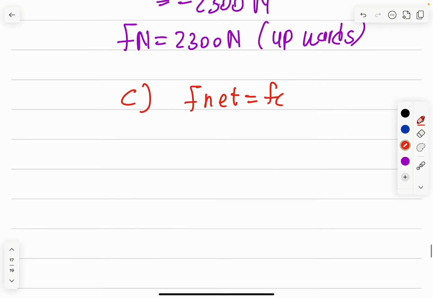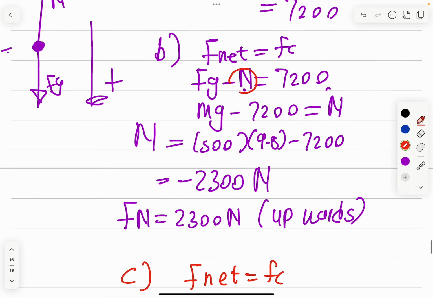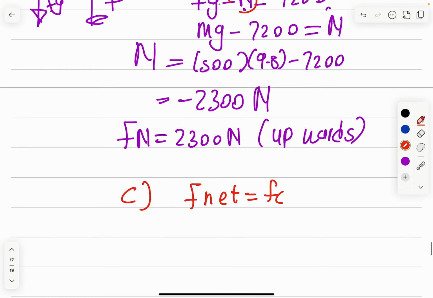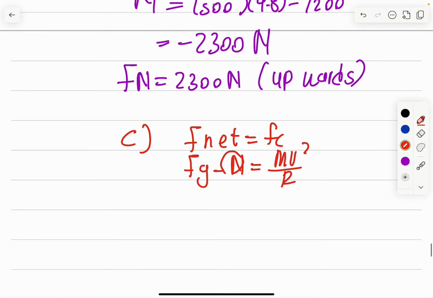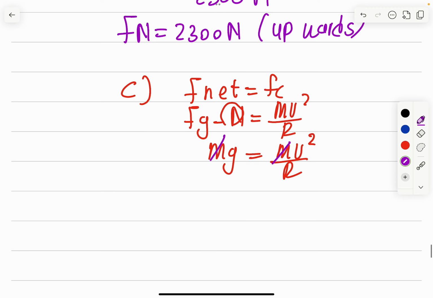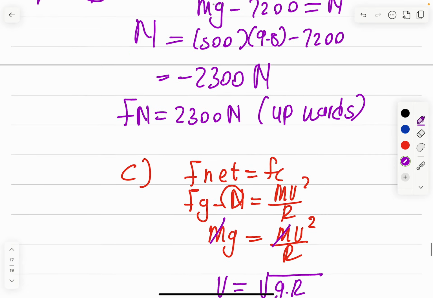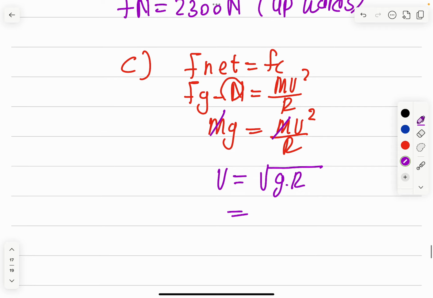So at the top, when you are doing a free body diagram, we have Fg plus normal force. This is the same as mv squared divided by the radius. They are saying the normal force is 0. Meaning I'm going to have mg equals mv squared divided by the radius. These masses will cancel each other. Meaning v equals the square root of gravity multiplied by the radius. That is the speed the thing will have. It is the minimum speed.